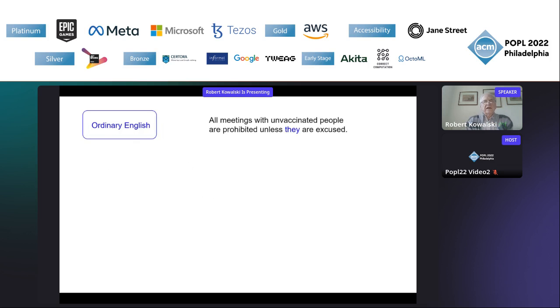So let's compare Logical English with ordinary English. Here's a sentence: All meetings with unvaccinated people are prohibited unless they are excused. The first thing you notice is this ambiguity with the word "they." Does "they" refer to unvaccinated people or does it refer to all meetings? And how do we deal with this exception? All meetings are prohibited except for those meetings which are excused. It's been suggested logic programs are not very well suited for dealing with rules and exceptions, but our own experience is quite contrary to that.